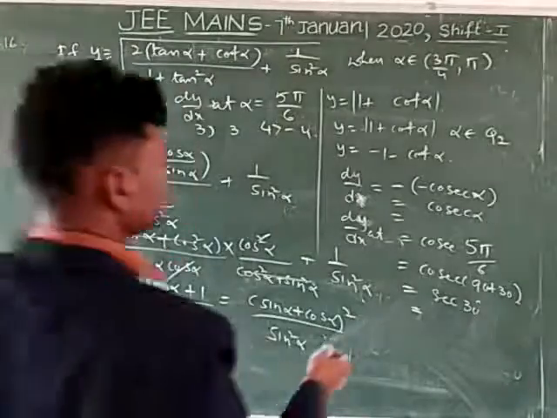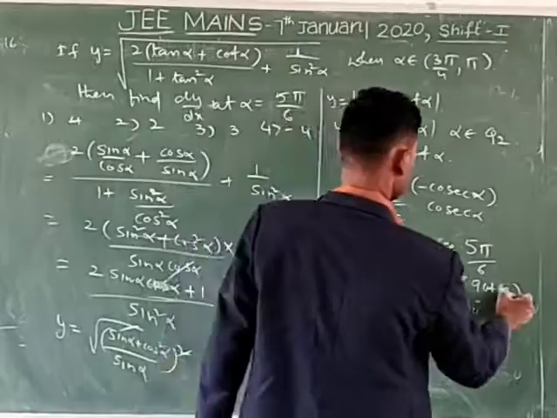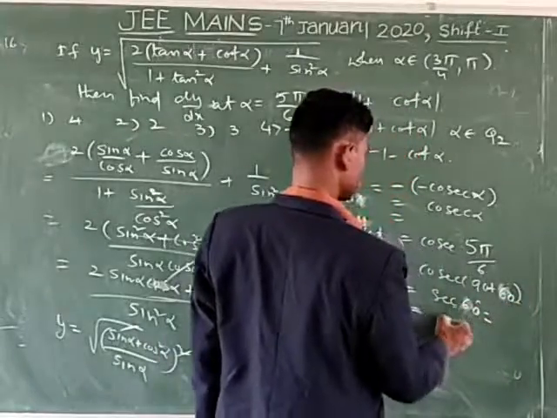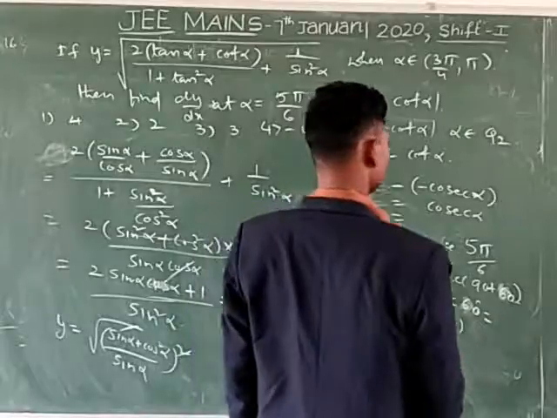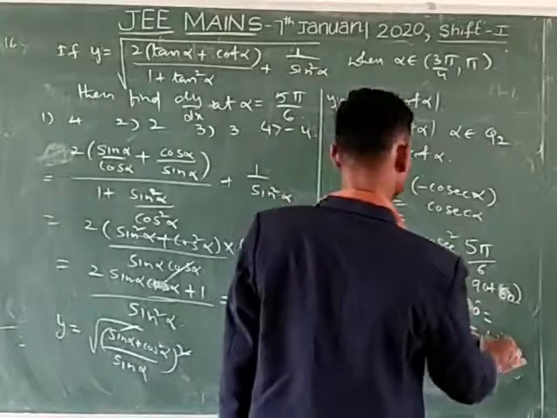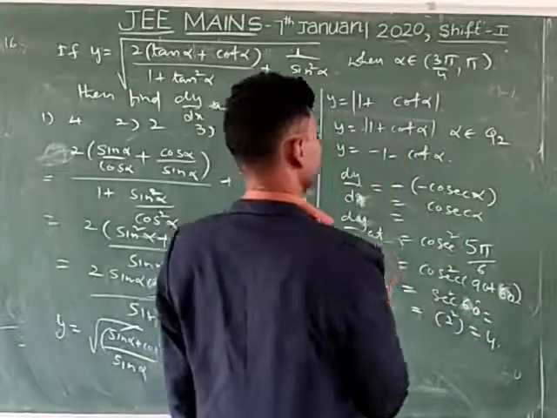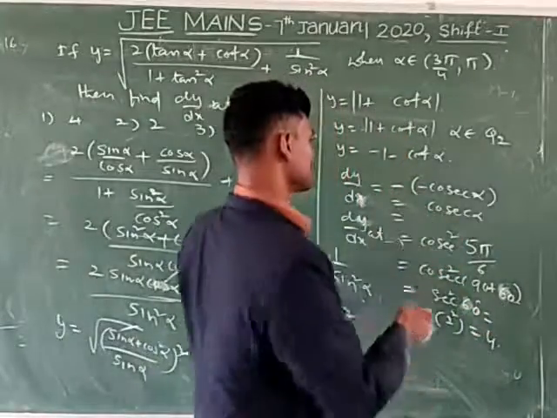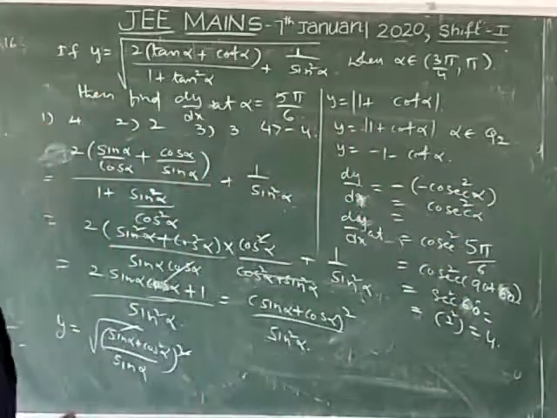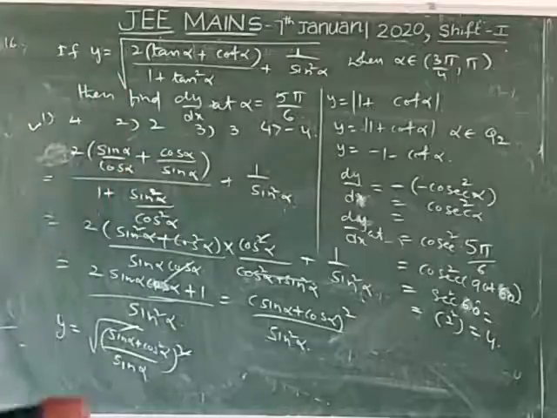So here 150 degrees means 90 plus 60. Then this is 60 degrees. Here this is 2 square, which means you can write here square is equal to 4. dy by dx of cot means here cosecant square x minus. Answer is 4. Then which option? Check it here. First option.